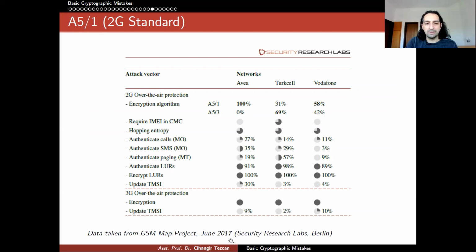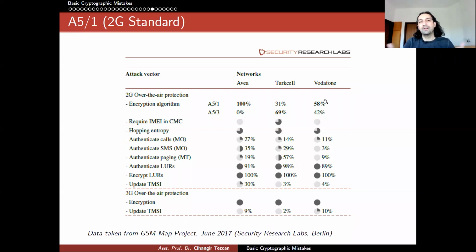So this is a table taken from Security Research Labs from 2017. You can visit the webpage and look at the current version. I just had this picture because, as you can see, this data is not gathered from the whole country. This is gathered from some volunteers, and among those volunteers, they observed that this many percent used A51. So their communication can be listened to in real time by anybody. These ratios have not changed much since, but we moved on to 3G in 2009. But even in 2017, this is what happens.